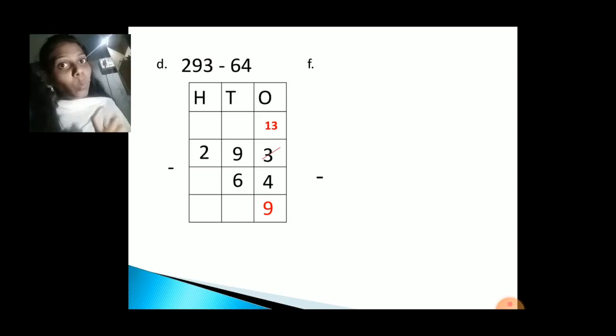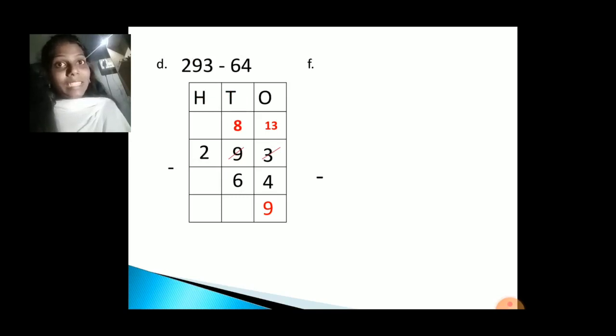Now we took 110 from the tens column, right? So we will cut 9. 9 minus 1 is equals to how many? 8. So we will cut 9 and instead of 9 what we will write? 8. Now we will subtract the remaining tens.